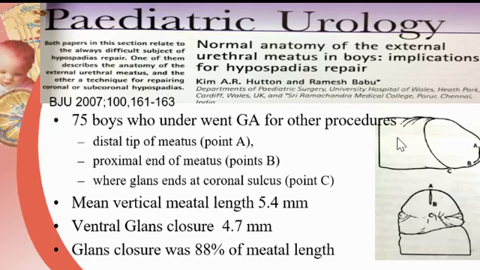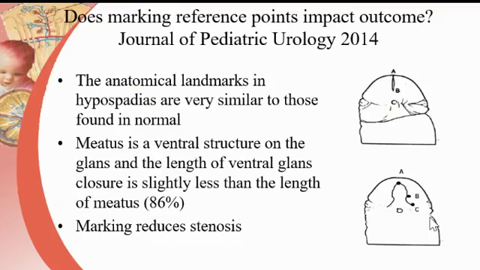So the opening is ventral, and the vertical meatal length is as good as the amount of glans which is distal, up to the corona. So we have these points, and then we looked at it again and published in the Journal of Pediatric Urology in 2014. So these anatomical landmarks are very much like normal patients in hypospadias also.